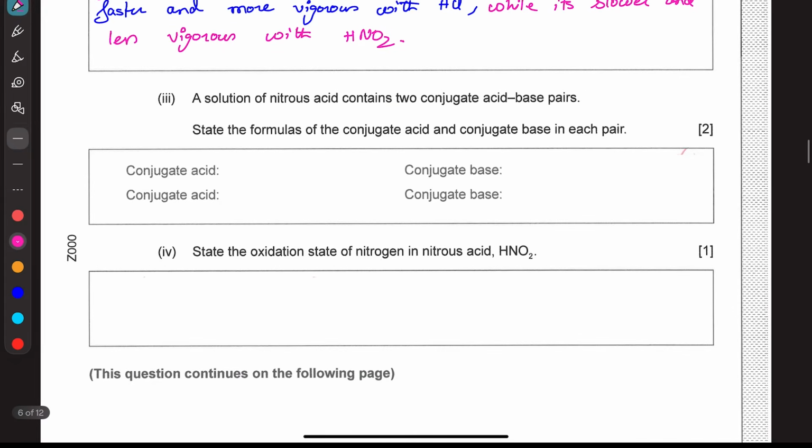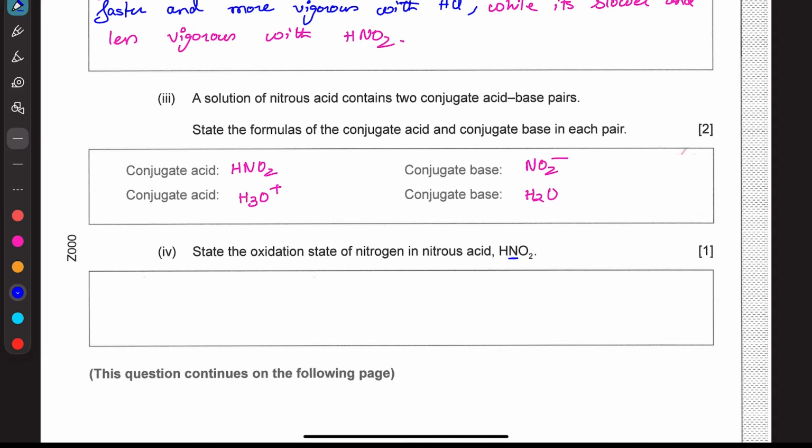So a solution of nitrous acid contains two conjugate acid-base pairs. State the formula of the conjugate acid and conjugate base in each pair. So if you're talking about a solution of HNO2, you have HNO2 and water. First, HNO2 can act as the acid. So the acid is HNO2, the conjugate base is NO2 minus. In the other case, you have water. Water with HNO2 will behave like a base. So your base will be H2O, while the conjugate acid will be H3O plus, because H2O will accept the H plus from HNO2.